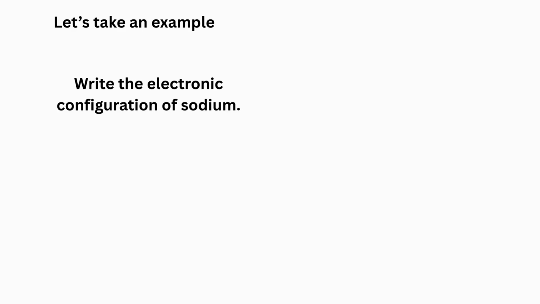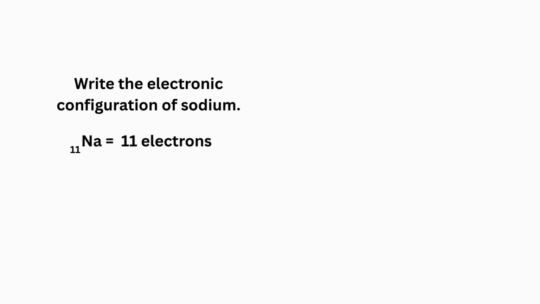Let's take an example. Write the electronic configuration of sodium. Sodium has an atomic number of 11, so it has 11 electrons. Using the Aufbau's principle, 1s takes 2 electrons, 2s takes 2 electrons, 2p takes 6 electrons. Together we've used 10 electrons. It remains 1.